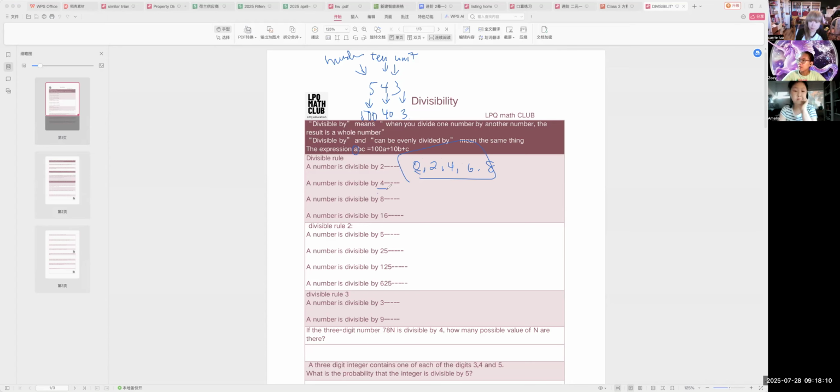Okay, so let's take a look at number 2. A number is divisible by 4. Could you please tell me what kind of number is divisible by 4? I think it's also not all of the even numbers, but... Okay, Amelia, I don't know. The last two digits are divisible by 4. The last two digits are divisible by 4. Very good.